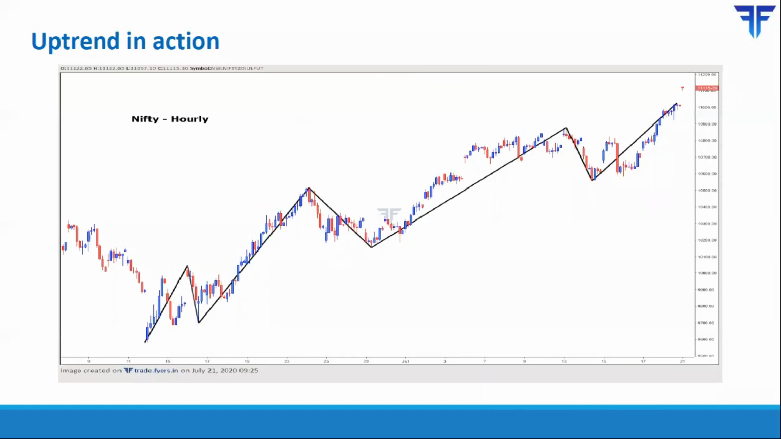This is how an uptrend looks like on a real-time chart. Now, this is the hourly chart of Nifty. Starting from this point, as you can see, prices started to trend higher. So this is the candle chart. As you can see, there are numerous candles in this particular chart. And broadly, you can see that from this point, the price has trended higher.